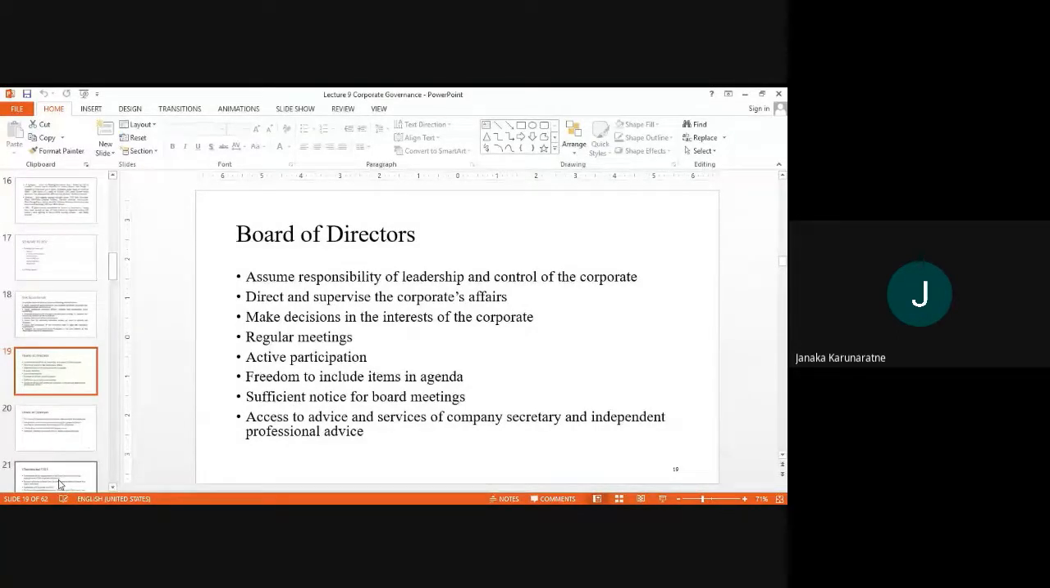And also, to get prepared for the meetings, there should be sufficient notice for board meetings. Otherwise, the board of directors cannot play an active role. So whenever you fix meetings suddenly, you should have a clearly defined schedule of meetings so that you can adequately prepare for the discussion. Access to advice and services of the company secretary and independent professional. So they must always have access to advice and services of the company secretary and independent professional advice.